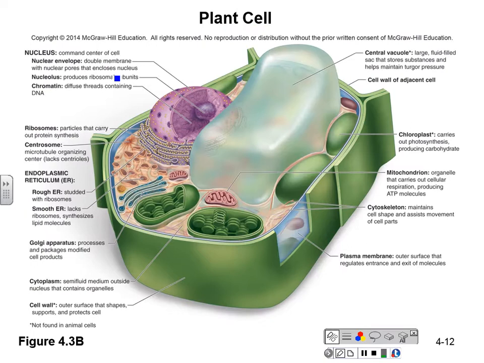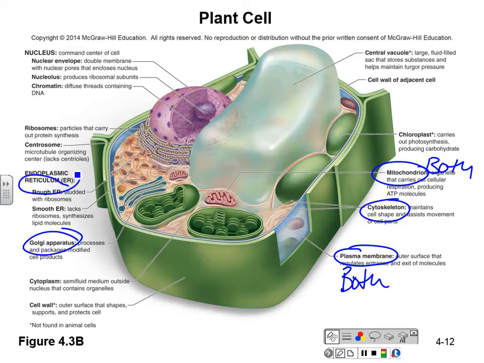So here is a plant cell. One of the things I want you to notice are similarities and differences. So plasma membrane is in both. So plant and animal both have plasma membranes. Both have mitochondria. Both have cytoskeleton. Golgi apparatus, endoplasmic reticulum, cytoplasm.